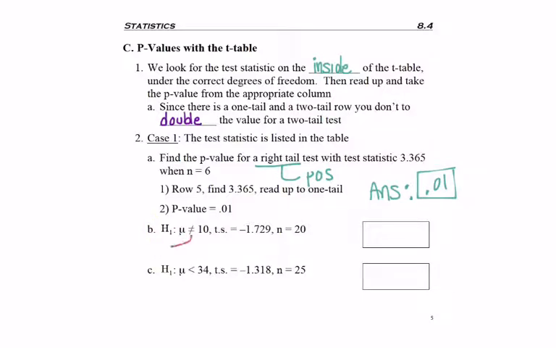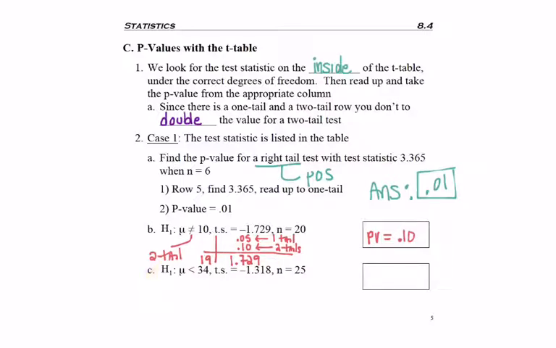Next example. I have a 2-tailed test since I have not equal to for my alternate hypothesis. So I go to row degrees of freedom n-1, which is row 19. But remember, the table only has positive values, so I'm looking for positive 1.729, and this is actually listed in your table. I'll read up to the top, and I'll see 0.05 1 tail and 0.10 2 tail in the same column. But we said this was a 2-tail test, so our p-value is 0.10, the 2-tail value.